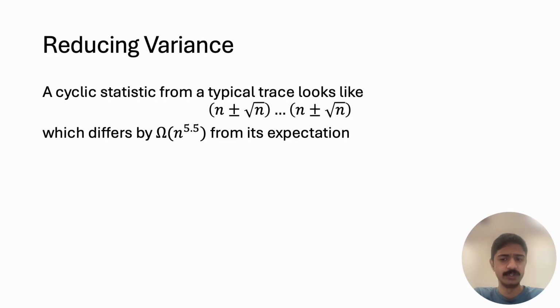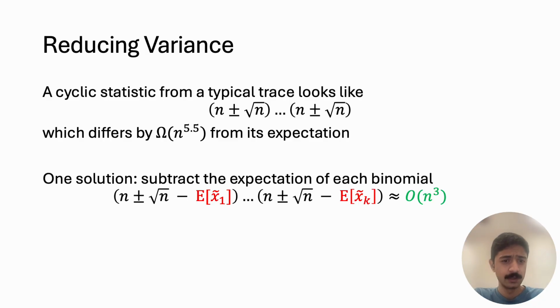To reduce this deviation, we could try to cancel out the n terms, which are the sort of cause of the high variance. And one way to do this is to subtract out the expectation of each binomial.